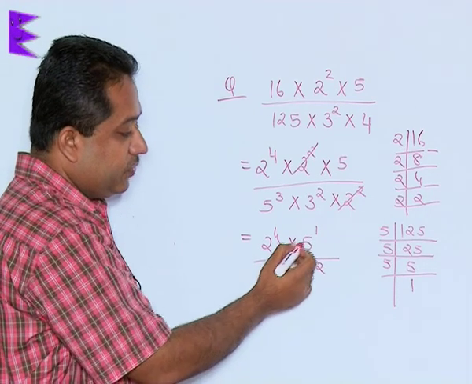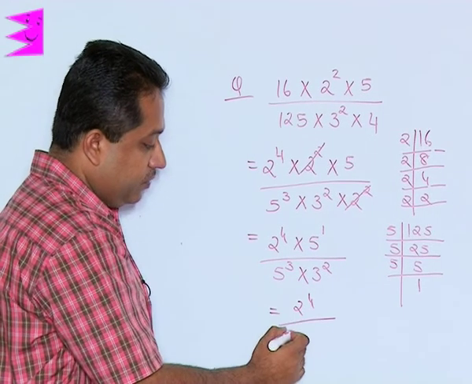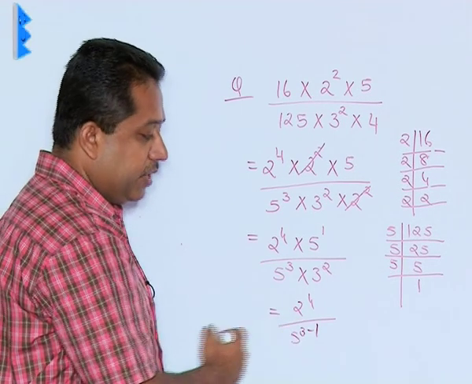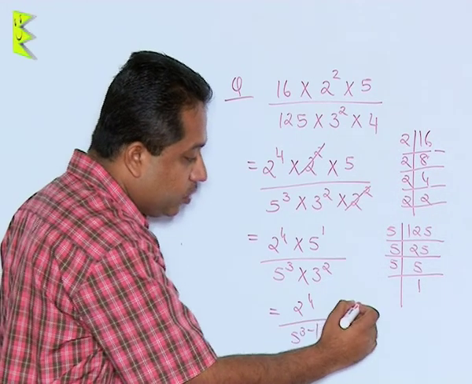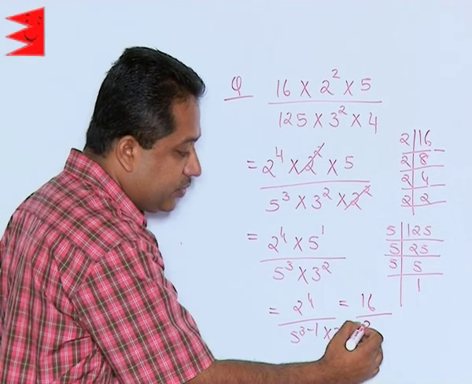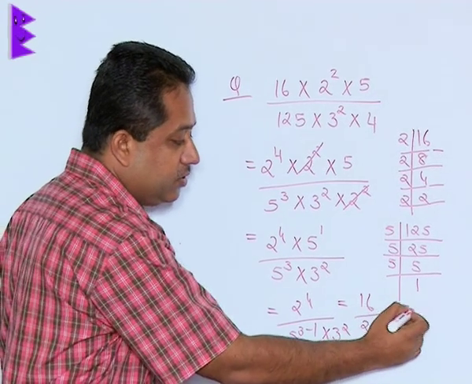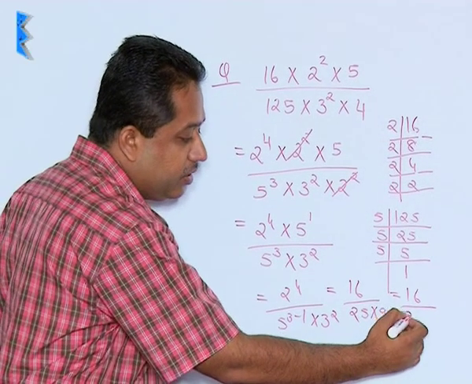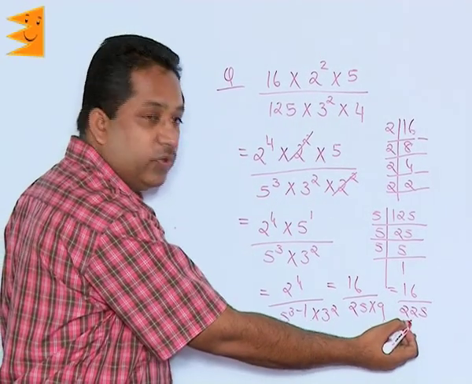Now the base here is same, so I can subtract this. So this will become 5 and the power here I am bringing it down, 3 minus 1 into 3 square. So this is going to be 2 to the power 4, that's 16. 3 minus 1 is 2, so 5 square, that's 25 into 9. Now nothing is cancelling, so we get the answer as 16 upon 25 into 9, that will give me 225. So the final answer of this will be 16 upon 225.